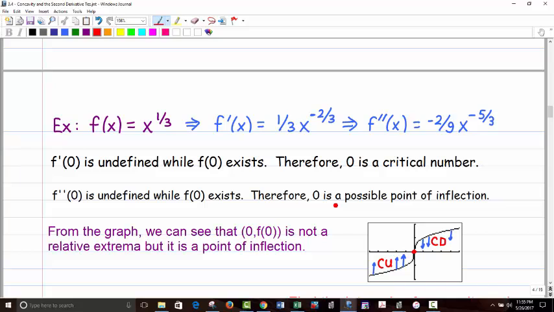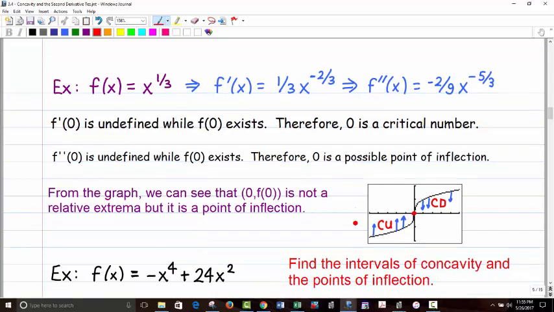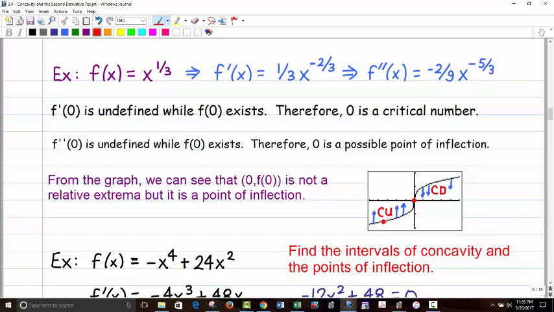And let's see what happens here. Now graph this original function x to the 1/3. So f of 0 was not a min or a max, but it is a point of inflection, because you can see it's concave up, and it comes to 0, and it changes to concave down.